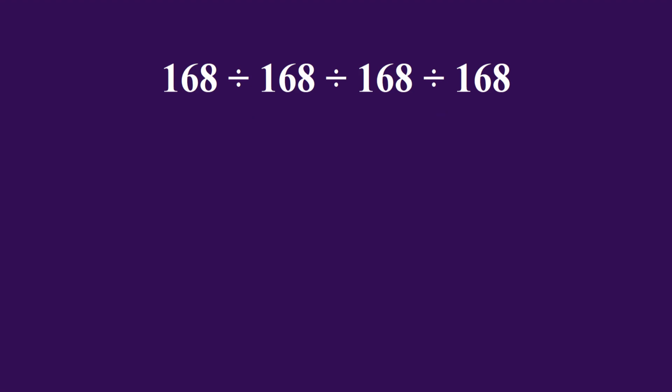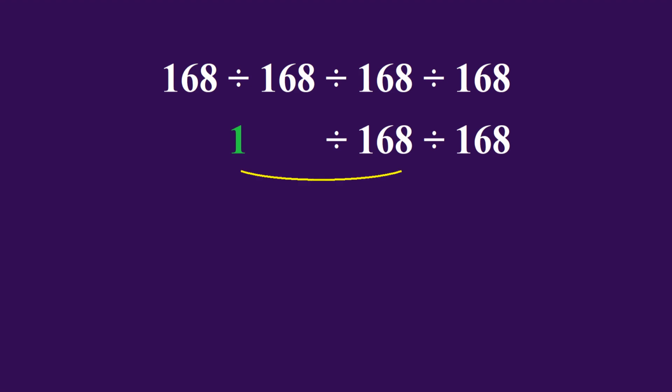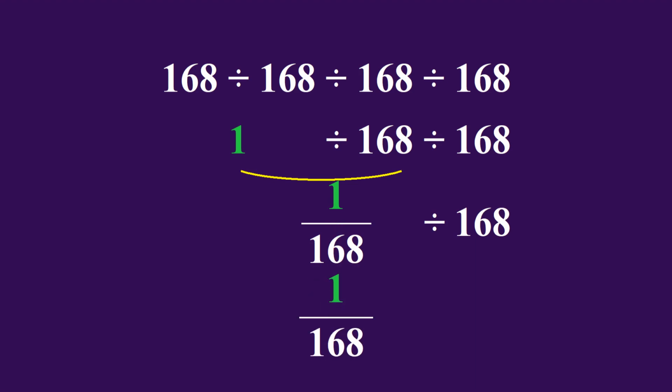So we have first this division, 168 divided by 168 equals 1. So we have 1 divided by 168 divided by 168, and we can write this part as 1 over 168 divided by 168. So we must keep the first fraction 1 over 168 and change division to multiplication times.